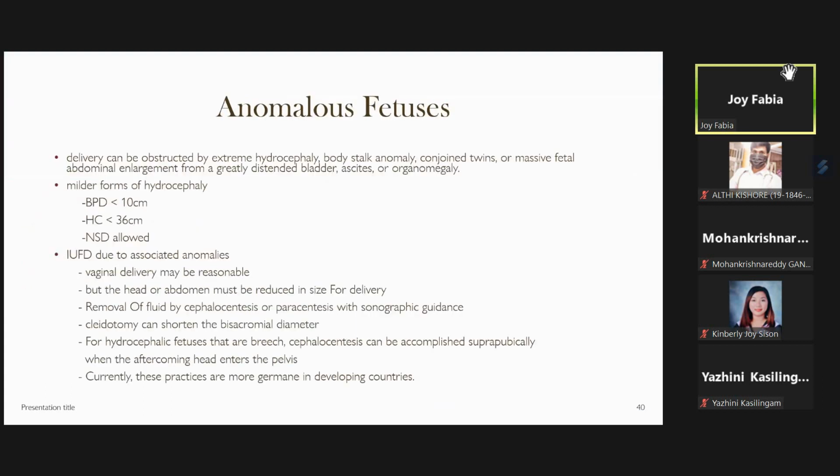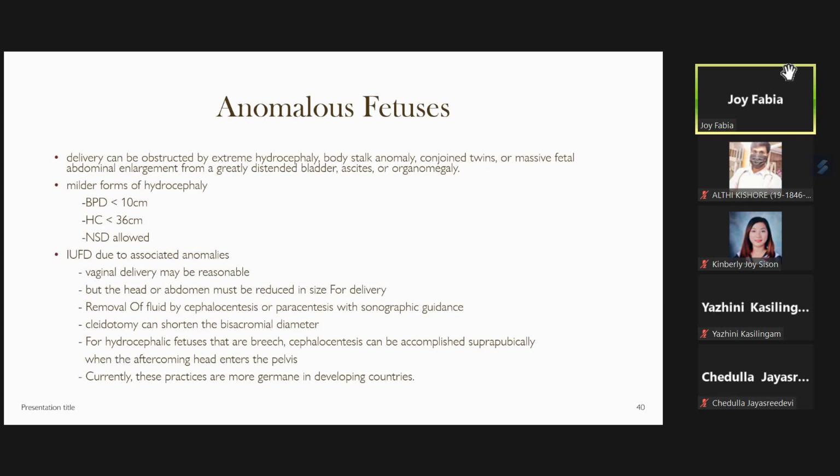Now, let's go to the anomalous fetuses. The delivery can be obstructed by extreme hydrocephaly, body stalk anomaly, conjoined twins, or massive fetal abdominal enlargement from a greatly distended bladder, ascites, or organomegaly. So, sometimes it is questionable if these fetuses can be delivered via normal delivery or cesarean.